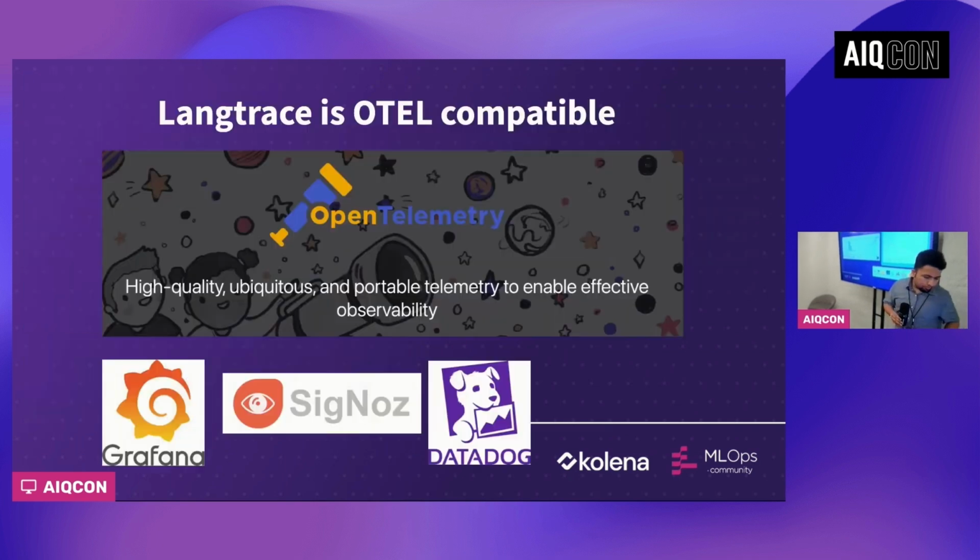Like I said, we are OpenTelemetry compatible, which means you can consume our SDKs without having to use Langtrace at all. You can just use our SDK to generate traces and send those traces to Datadog or Grafana or SigNoz, whatever you're already using, if you're not comfortable introducing a new observability toolkit. You can create traces using Langtrace's SDK and send them directly to Grafana, SigNoz, Datadog. We are continuing to add support for additional observability tools.